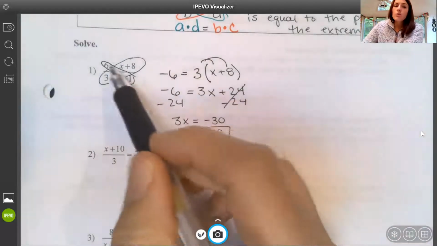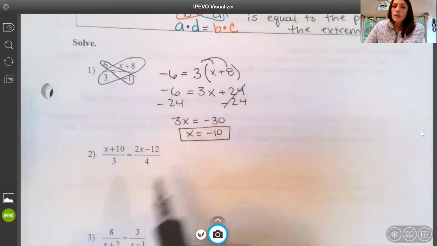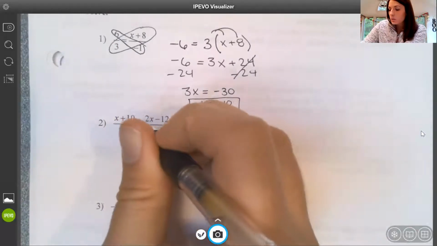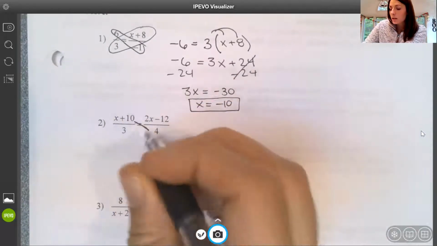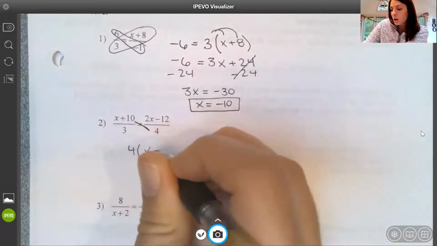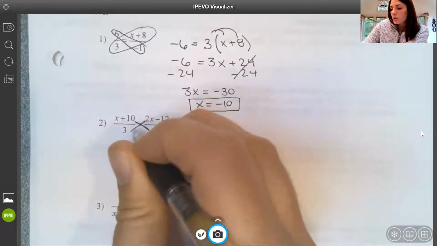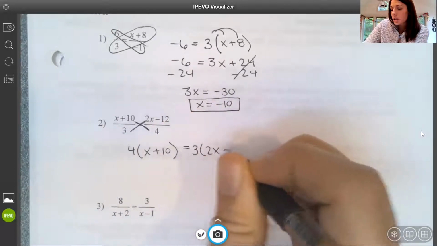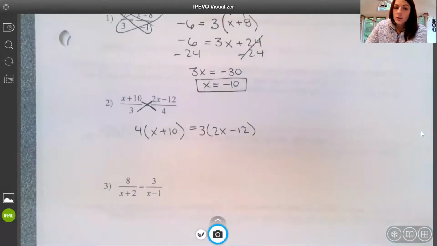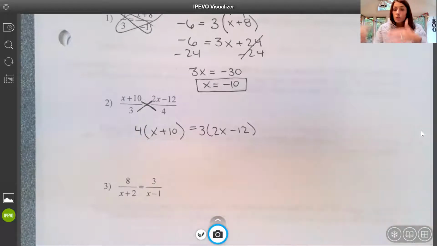Cross multiplication, same idea on the second one. Multiplying x plus 10 and 4, I'll have 4 times all of that numerator, x plus 10, equal to 3 times that entire numerator, 2x subtract 12. Notice it's no longer a ratio, and it's no longer a number over a number. When I cross multiply, it becomes multiplication equal to another set of multiplication, a product equal to a product.